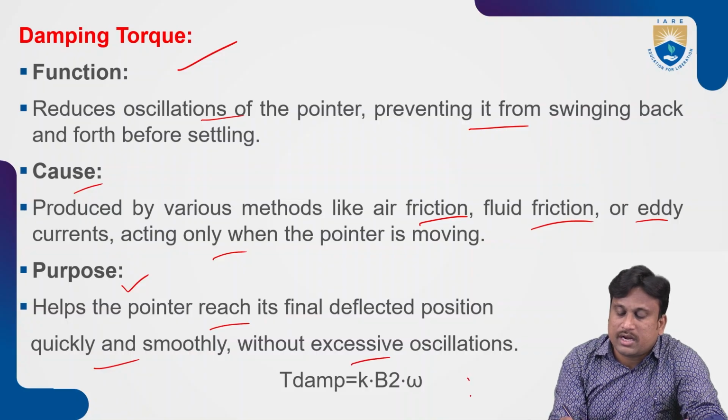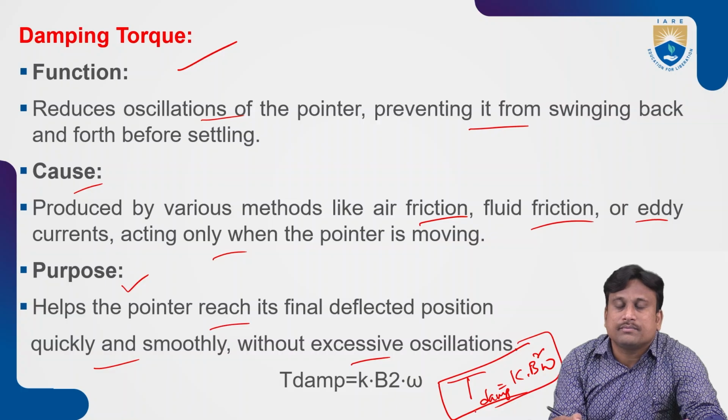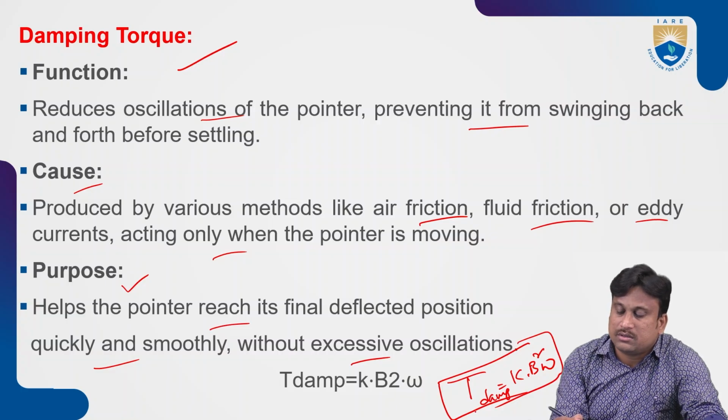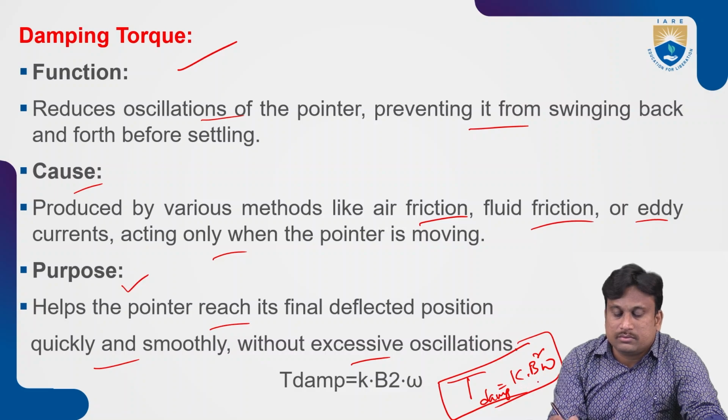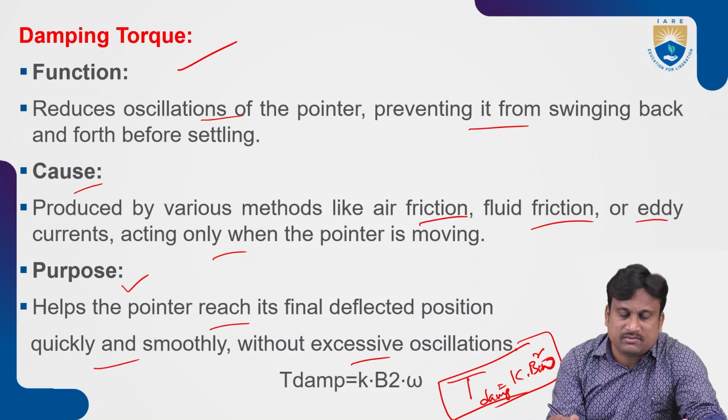That means T damp equals K into B square omega. This is the condition we generate for the damping torque phenomenon, where K is your spring constant, B is the flux density, and omega is the number of oscillations that take place for the system.